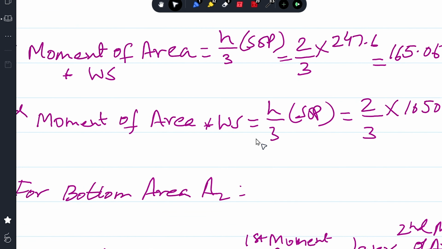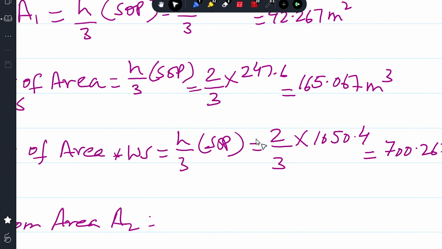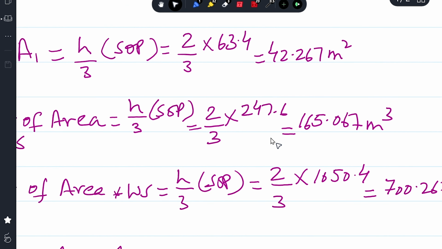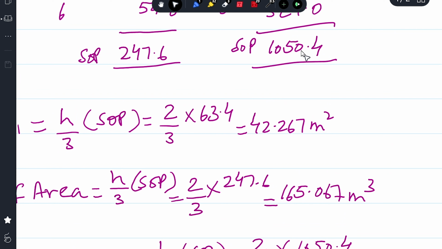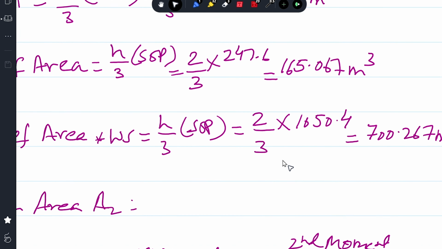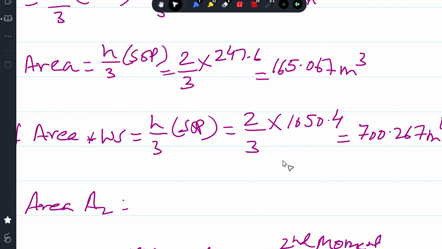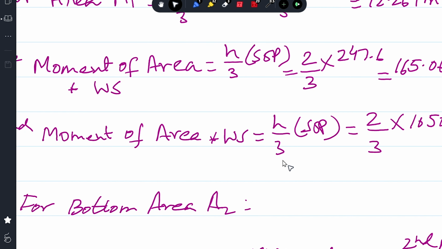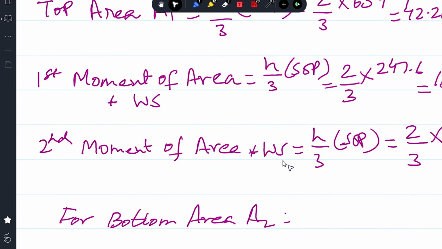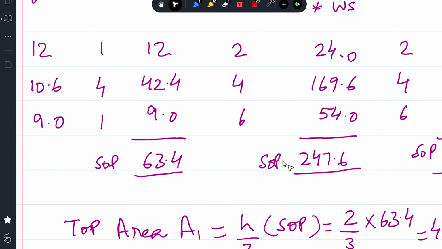Second moment of area about the water surface, h by 3 into SOP. So 2 by 3 multiplied by the sum of the products, 1050.4, and we get 700.267 meters to the power 4. This is the second moment of area. So we got the area, first moment and second moment, all three for the top portion, the top part of the bulkhead.